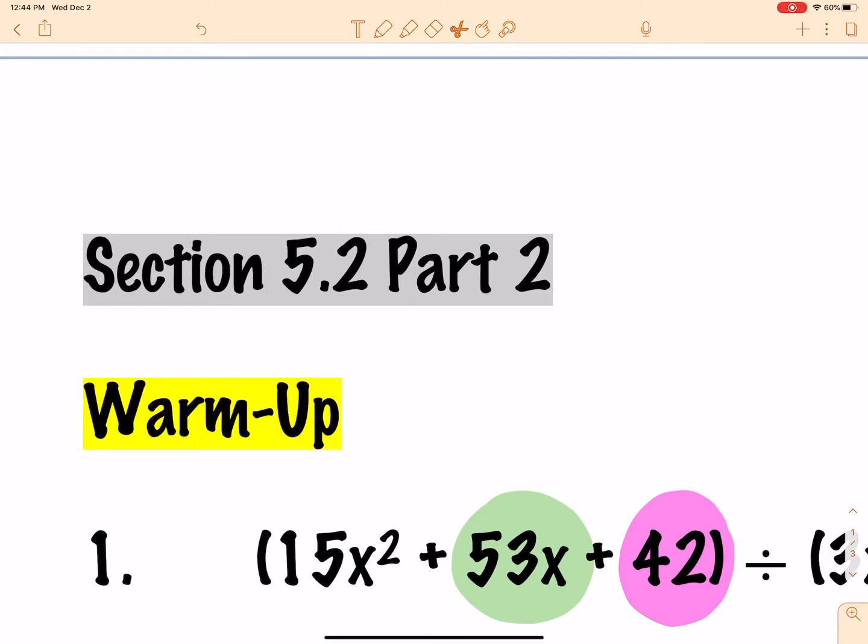This is part 2. This is a little bit of a trick. It's a mini lesson that we're going to do using division of polynomials. So first up, we need to do a couple of warm-up problems. These will take you a little bit of time because, as we know, the box method does take some time.